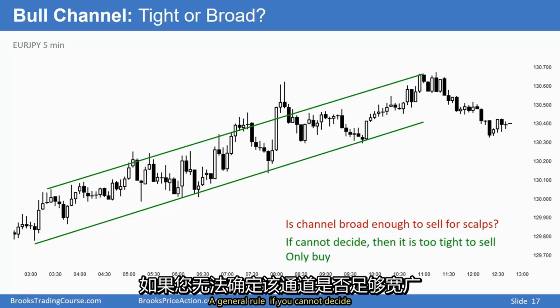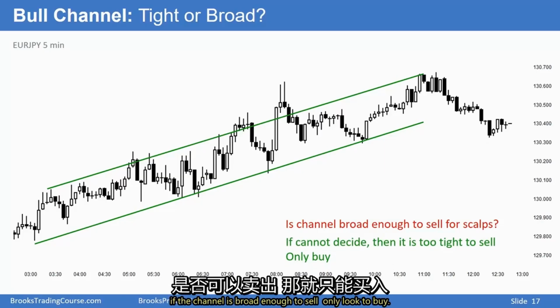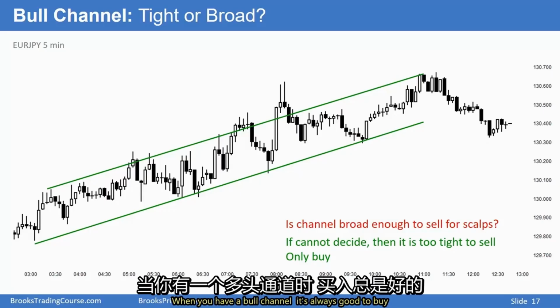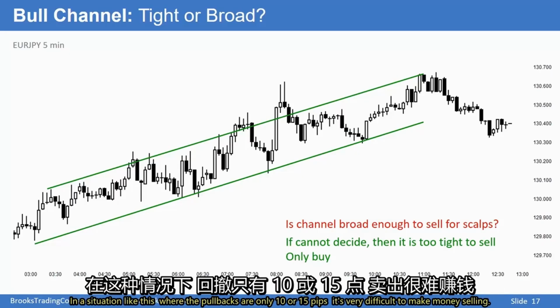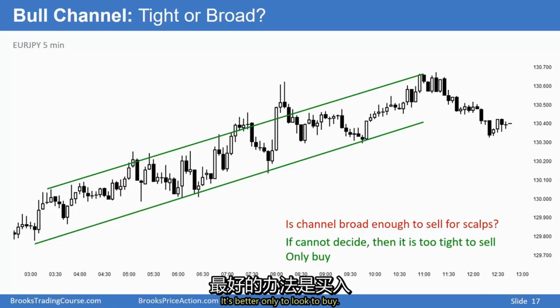A general rule: if you cannot decide if the channel is broad enough to sell, only look to buy. When you have a bull channel, it's always good to buy, and you can only sell if it's clearly broad enough to make money fairly easily. In a situation like this, where the pullbacks are only 10 or 15 pips, it's very difficult to make money selling. It's better only to look to buy.